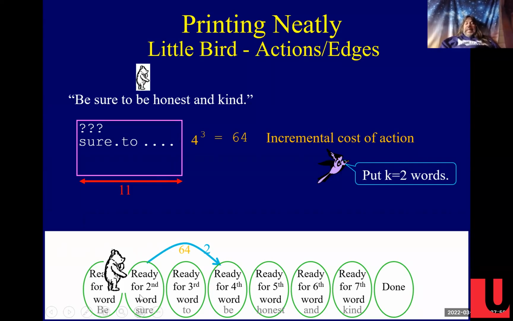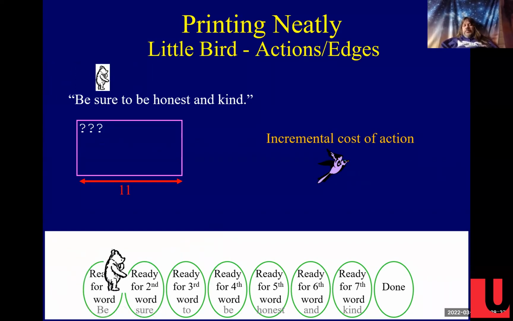If I'm standing in the state where I'm ready for the word sure, and I put in the next two words, then the next two words would be sure to. And if I put sure to in, then there are 4 spaces, and that's going to cost me 4 cubed, which is 64. So here I have this edge, which is costing me 64. Everybody buy that? It's a possible action in my game of life. Does that make sense?